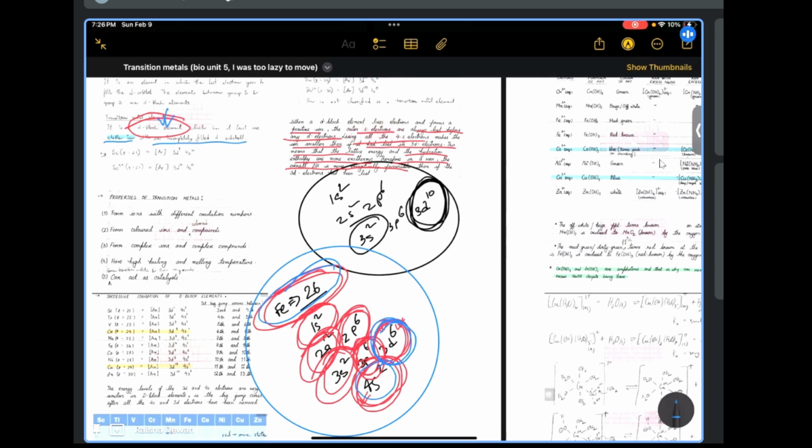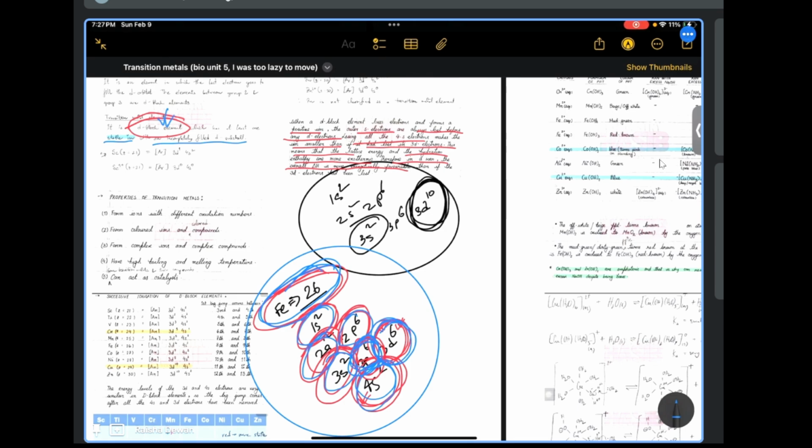The thing is, when the iron's 26 electrons are filling, it first fills 1s squared, 2s squared, 2p6, 3s squared, 3p6, and after filling 3p6, it doesn't fill 3d6, it fills 4s squared before 3d6. It fills 4s squared before 3d6.